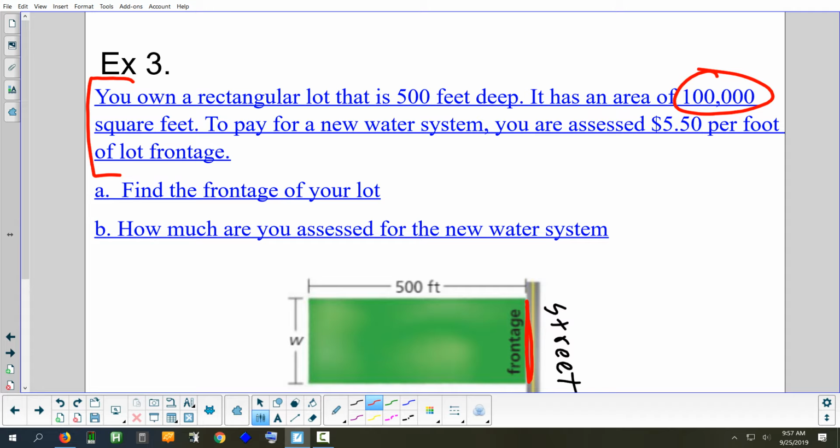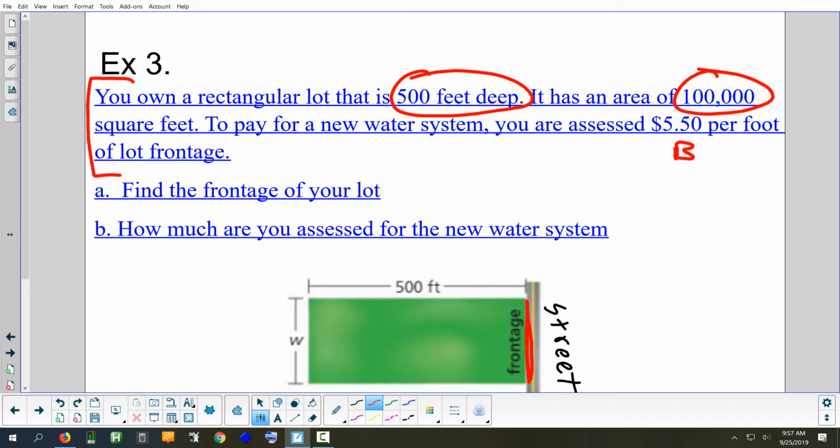They told us the area, and what else did they tell us? $5.50. Okay, we're going to need this for part B. 5.50 will come in the second part. What else did they tell us that's still important for part A? 500. Yeah, right here. What's that? The yard goes 500 feet back. All right, so area. Let's start with that.